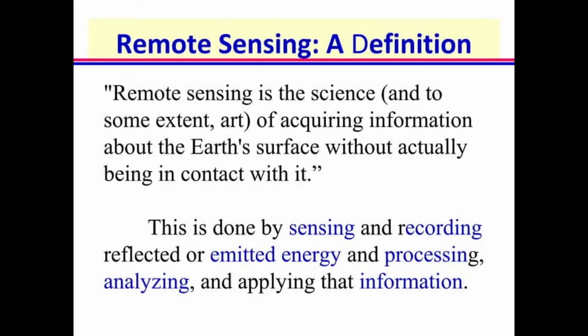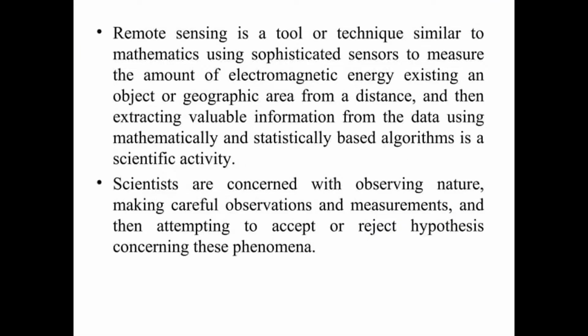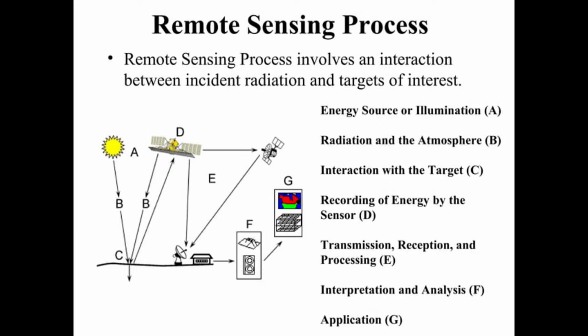So remote sensing, we already know about that. Remote sensing is the science of acquiring information about the earth's surface without actually being in contact with it, and basically this is done by using sensors. This is the common framework for the remote sensing process. In remote sensing, first of all we need an energy source, which can be active or passive.